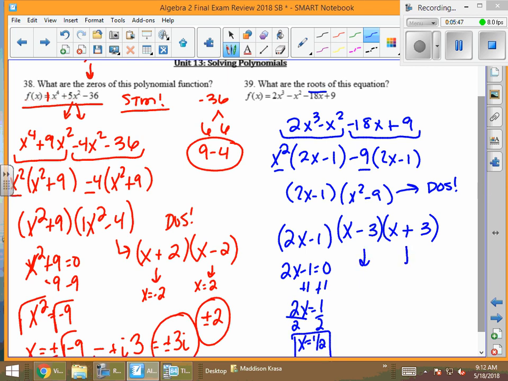And then here, we know we just flip the signs on these. x equals 3 for that one. x equals -3 for that one. And since the original problem was a cubic, a degree of 3, we know we should have 3 solutions.